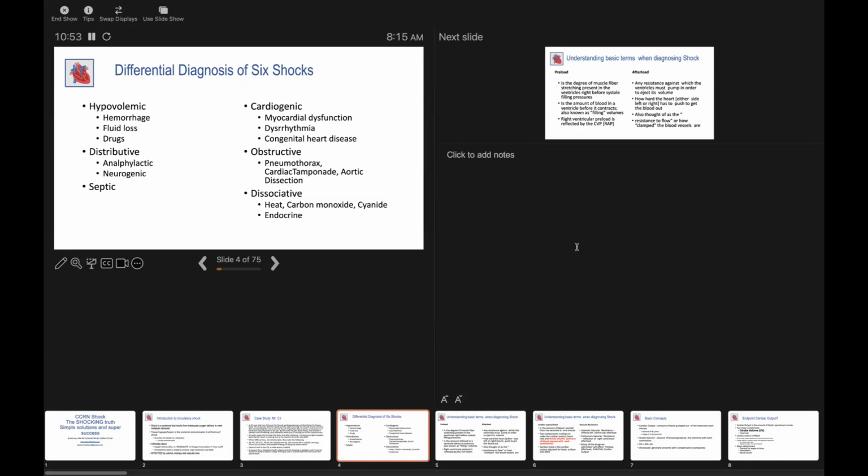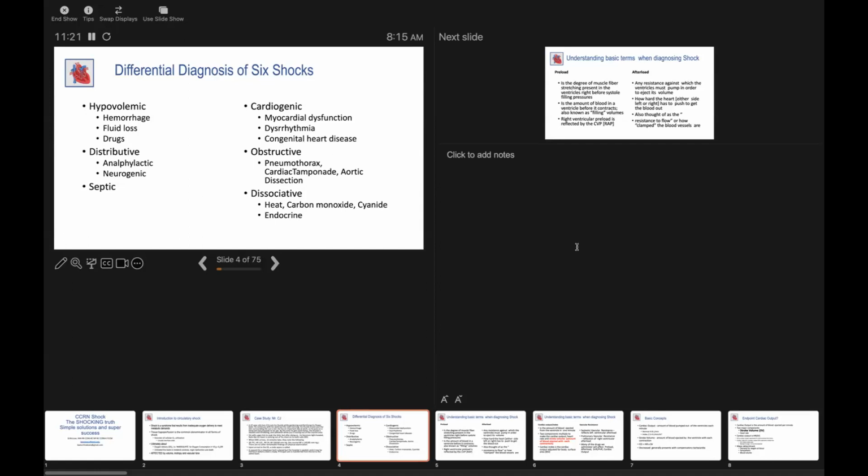Okay, that's pretty straightforward. Distributive shock. Distributive shock means you've lost the ability to maintain your vascular tone. Now, distributive shock truly is about loss of sympathetic activity because you have a severed spinal cord, that's neurogenic shock, or because you have circulating inflammatory mediators that promote vasodilation, that's anaphylactic shock.